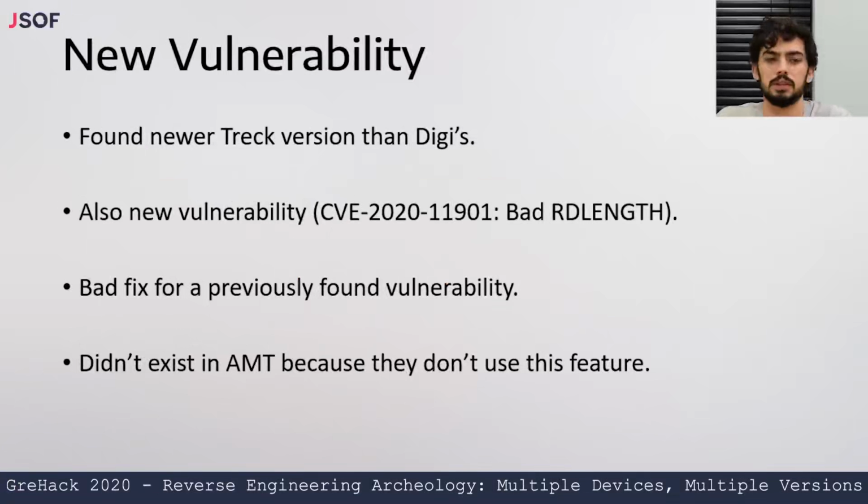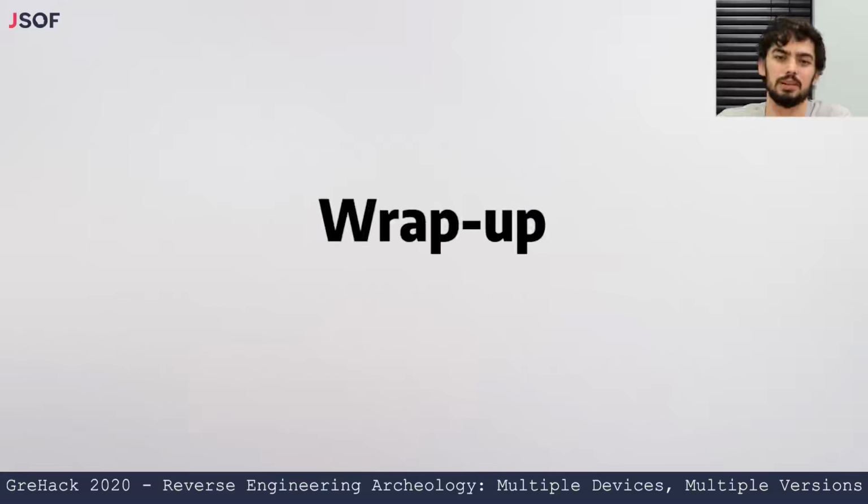So when we reverse engineered, we found on the device a newer version of Treck than the one we found on the Digi device, which Moshe talked about earlier. In this version, we also found a new vulnerability of the CVE-2020-11901 family of vulnerabilities, and we call this one the Bad Ariel vulnerability, which essentially results from a bad fix of a previous vulnerability in the same family. This vulnerability did not exist in Intel AMT simply because they turned off this feature, so the code is not there, it's not used. Now I'll pass the mic back to Shlomi for a wrap-up.